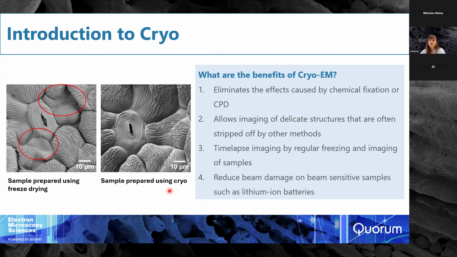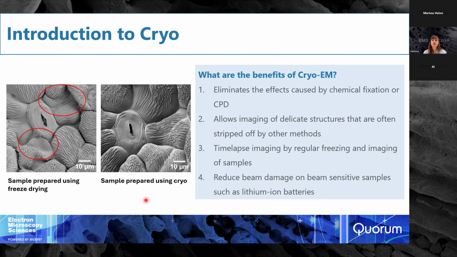Cryo also allows us to image delicate samples that may typically be removed by other methods of dehydration. For example, with critical point drying, we use solvents, and this may strip off certain delicate features from our samples. Cryo is also really great for time-lapse imaging. If we were, say, observing a manufacturing process, we can freeze frame at each point of that particular process, and then we can look at those on our SEM. So it's a really good way of capturing something as it is happening.